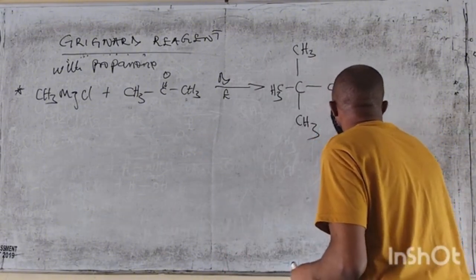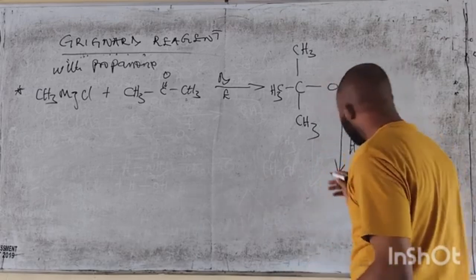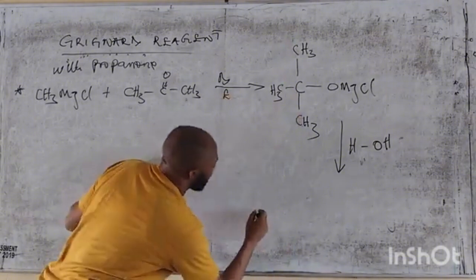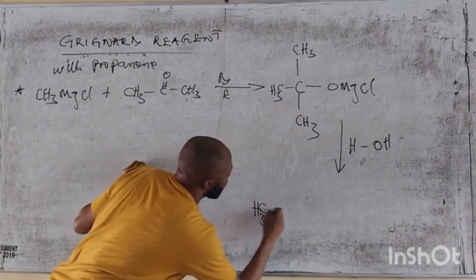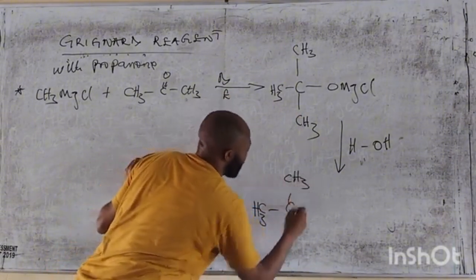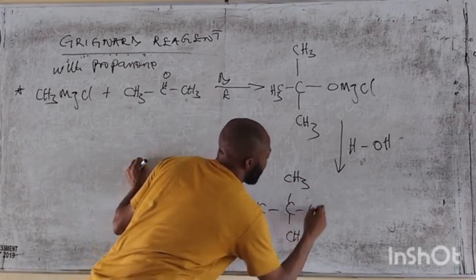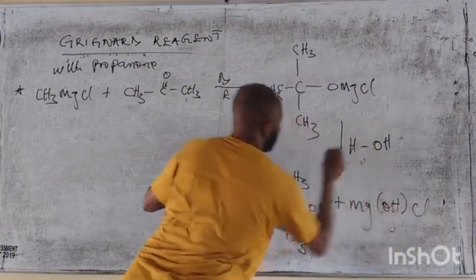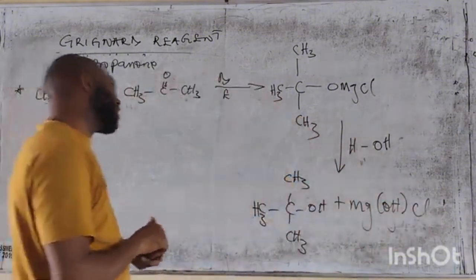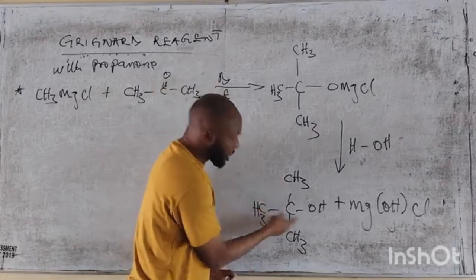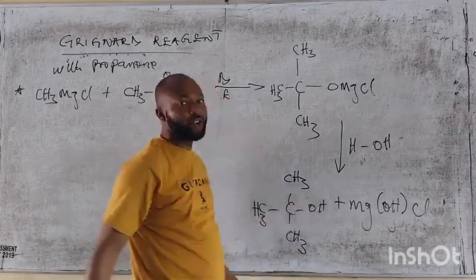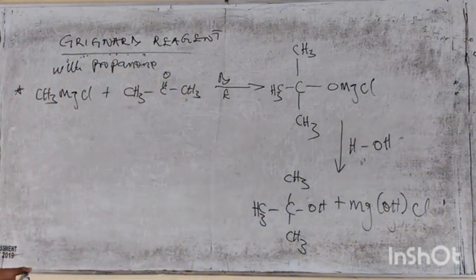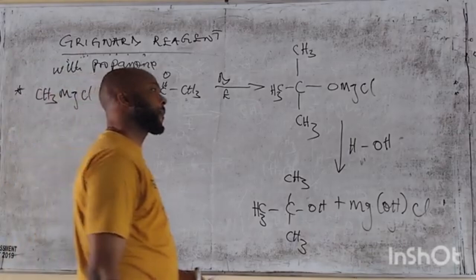And in the presence of water, I can easily now have, okay, here, CH3 carbon, CH3, CH3, OH plus MgOHCl. This is a tertiary alcohol where the carbon carrying the OH group is attached to 3 carbon atoms and no hydrogen. So this is how we can get our tertiary alcohol through the use of what? Grignard reagent. Now, how do we get the carboxylic group?